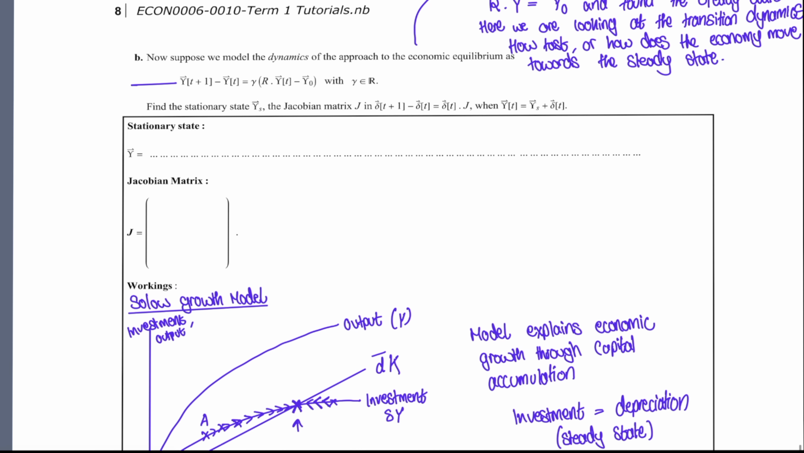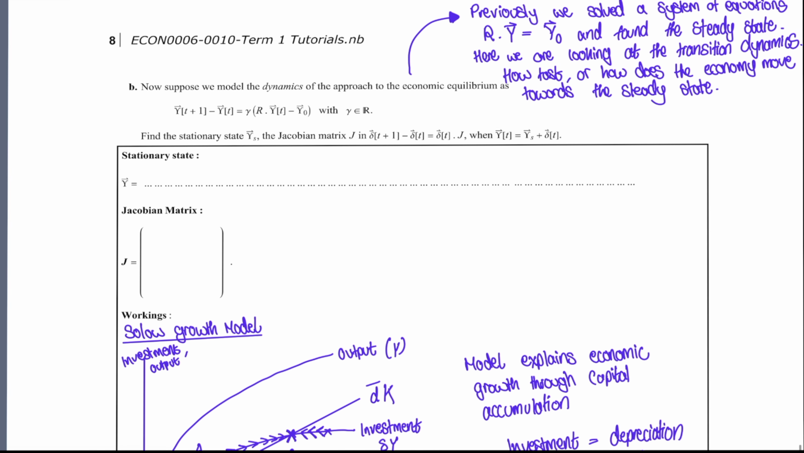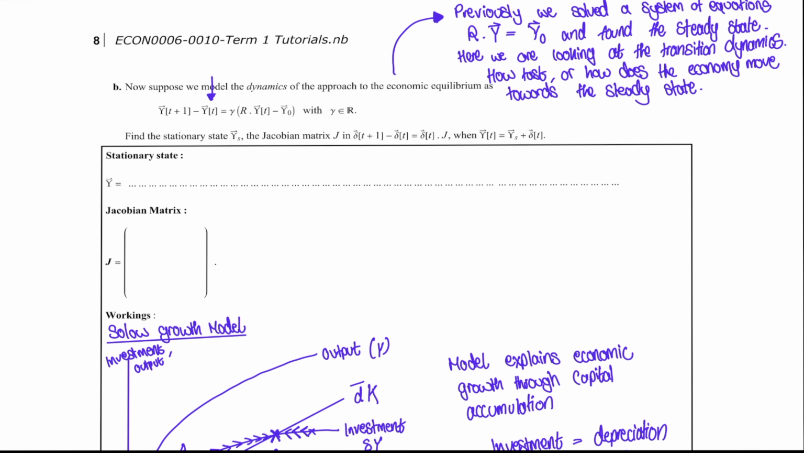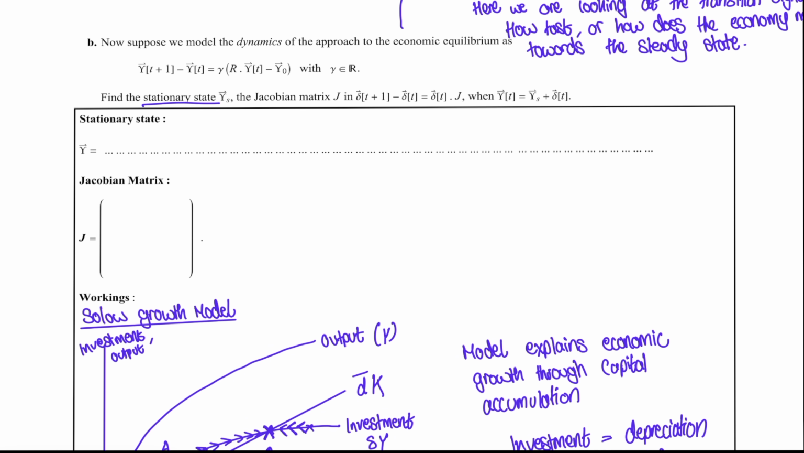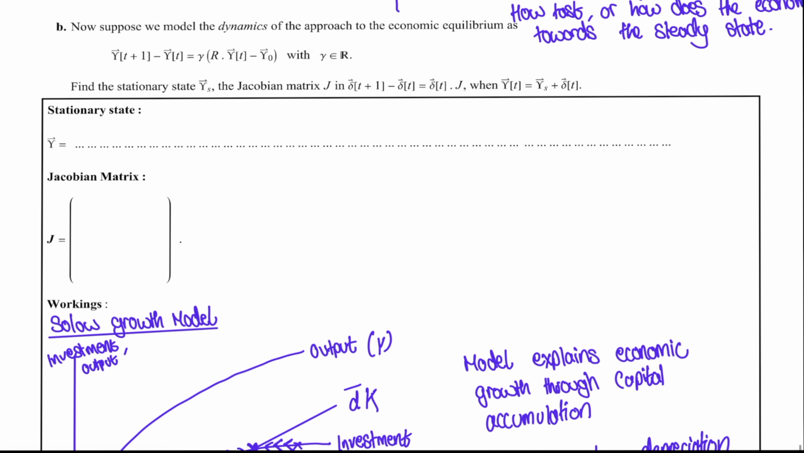So that's essentially what this difference equation is showing. If we have some year, and we add 1 to that year, how far away are we from the steady state, or the equilibrium? So what we need to do is find a steady state, ys, and the Jacobian matrix.